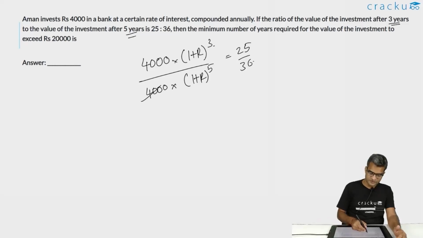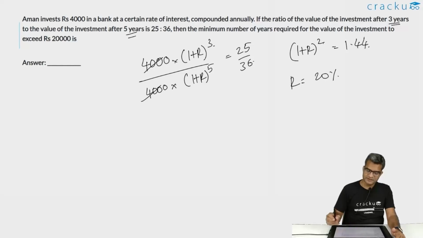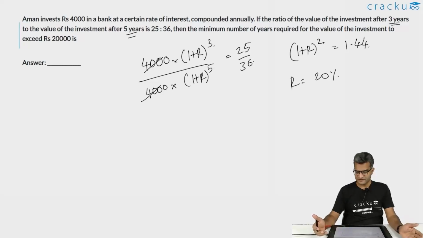You can cancel 4000, 4000. What we are essentially left with is 1 plus r whole square is equal to 36 divided by 25, which is 1.44. Or the value of r is equal to 20%. Because 1 plus r will be square root of 1.44, which is 1.2. So the value of r is 0.2, or it is equal to 20%.